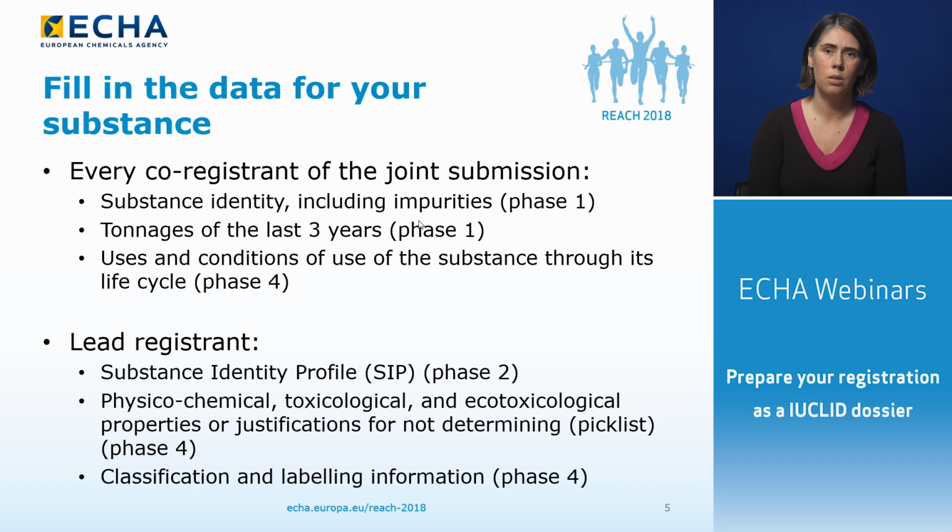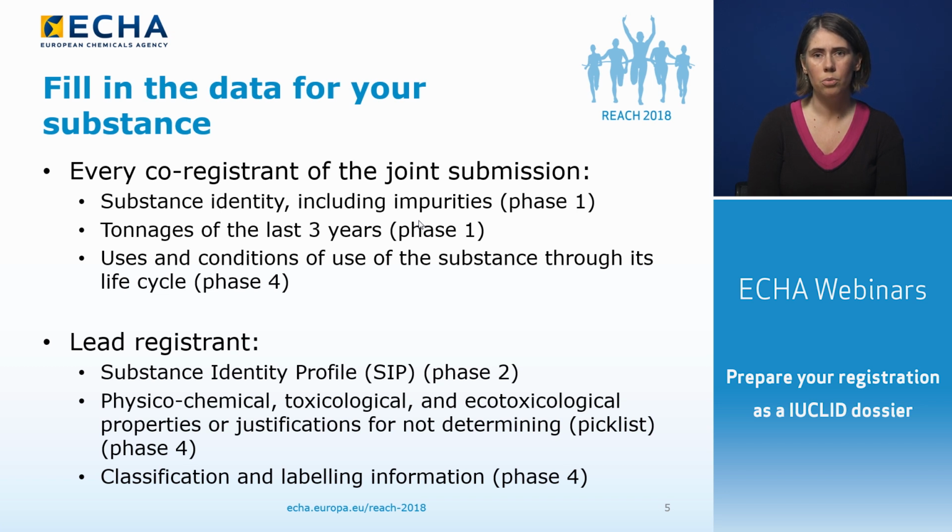Each co-registrant needs to submit their own registration as part of the joint registration, and your registration dossier needs to contain, firstly, the identity of your substance, as we discussed in the Phase 1 webinar, including your own concentration ranges and impurities, and also the tonnages you have manufactured or imported during at least the last 3 years, and the uses and conditions of use in your supply chain throughout the life cycle of the substance.